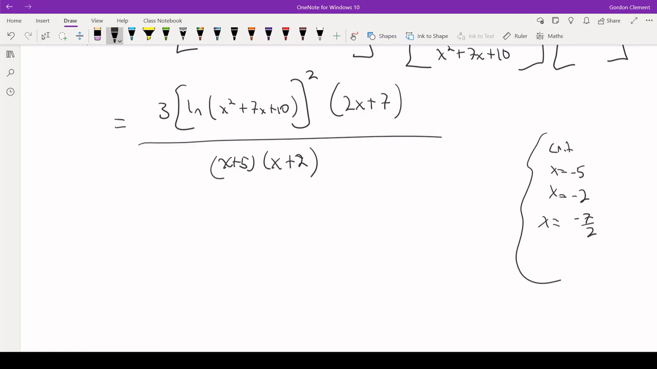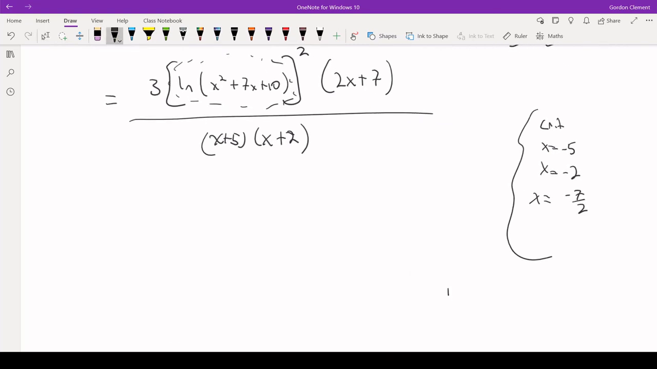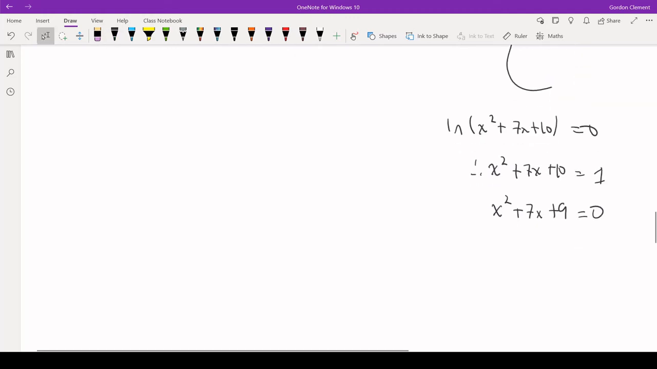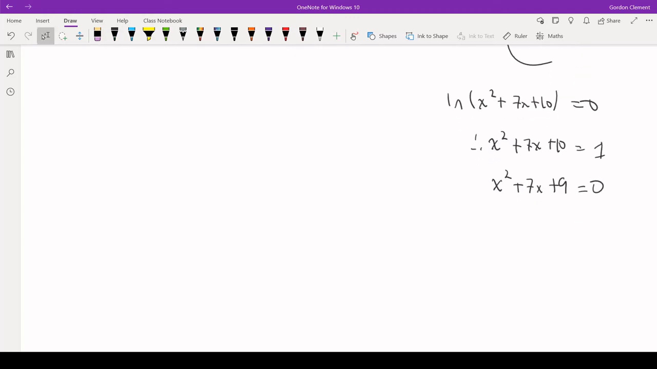And you might be tempted to say that's all, but remember, this can also be 0. So you have to go off to the side somewhere and solve where this function is equal to 0. And logarithms are 0 when their inside is 1. So move that 1 over, you get that thing there. And then that one's not going to factor anymore, so we're going to go to quadratic formula.